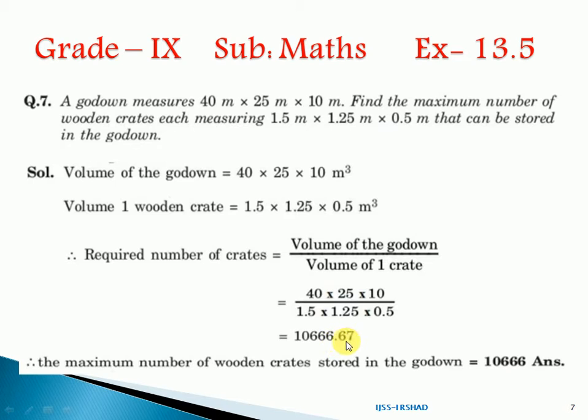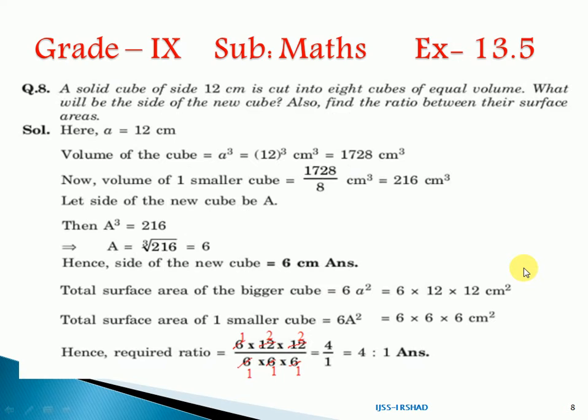10,666 point something, this one. So this is fractional, it's something more than half a crate, but not one complete crate. So our godown can store this many crates only, it cannot take one more. Generally in decimals, if we get more than 5 after the decimal, we add one, but in this case we cannot, because if I take it, it will come to 10,667 and it cannot store that. So we will keep a little space empty. So the maximum number of wooden crates that can be stored in the godown is 10,666.